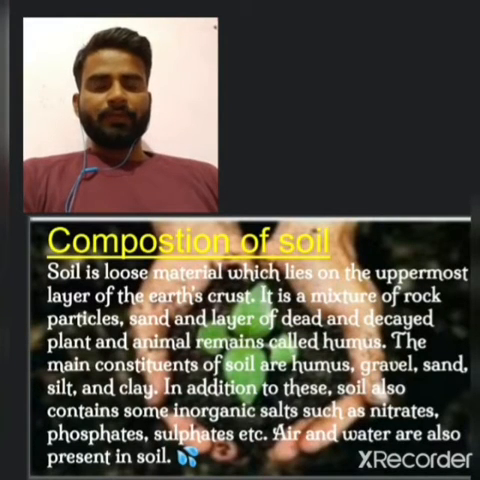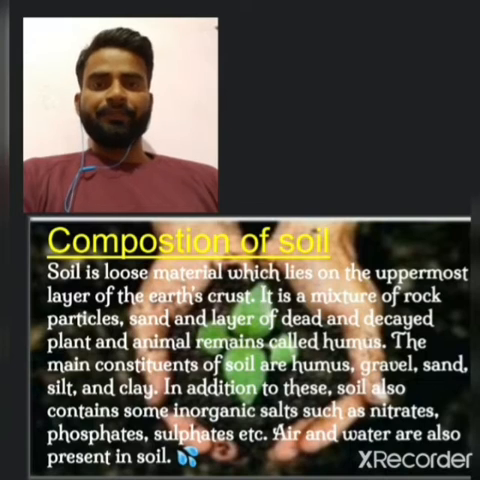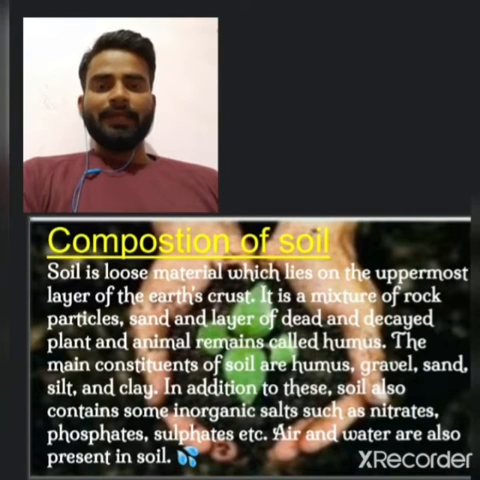Composition of soil. Soil is a loose material which lies on the uppermost layer of the earth crust. It is a mixture of rock particles, sand, and layers of dead and decayed plant and animal remains called humus. The main constituents of the soil are humus, gravel, sand, silt and clay. In addition to these, soil also contains some inorganic salts such as nitrate, phosphate, sulfate, etc. Air and water are also present in the soil.